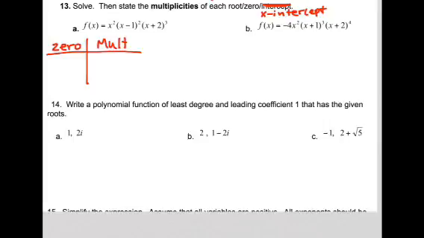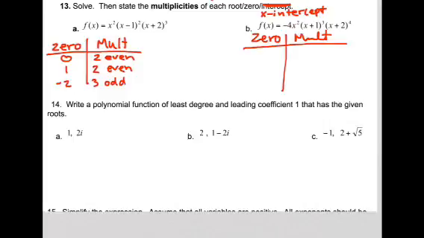Alright, so we have to find the zeros and then the multiplicity of each zero. So the first one is 0 because x is by itself. Its multiplicity is 2, which is an even multiplicity. The next one is positive 1. Its multiplicity is 2, so that's an even multiplicity. And then the third one is negative 2, with a multiplicity of 3, and that's an odd multiplicity.